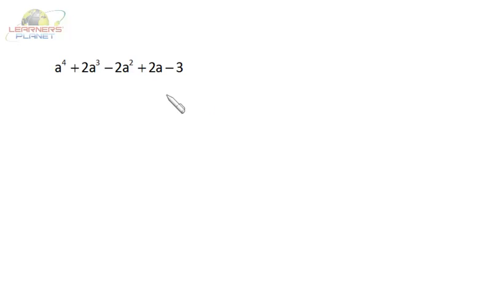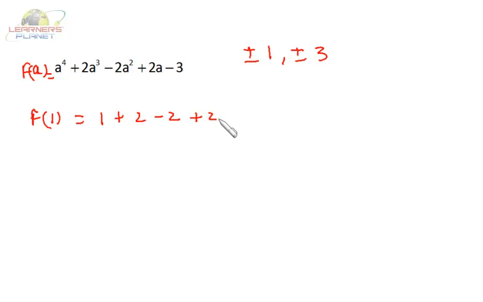Now let's take one more biquadratic polynomial. Let it be f(a). So f(a) is a raised to 4 plus 2a cube minus 2a square plus 2a minus 3. Now let's write the factors of the constant term. These are plus minus 1 and plus minus 3. First of all, let's calculate f of 1. It's 1 plus 2 minus 2 plus 2 minus 3. So it's 3 minus 3, 0. That means if we put a is equal to 1, we are getting 0. That means a minus 1 is a factor.